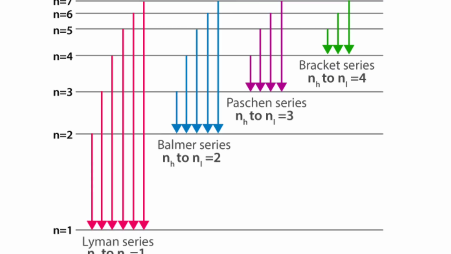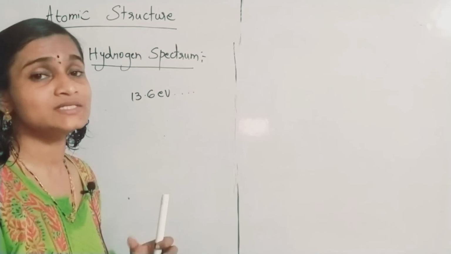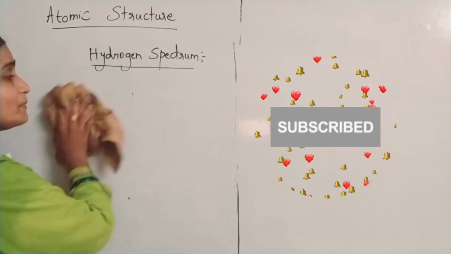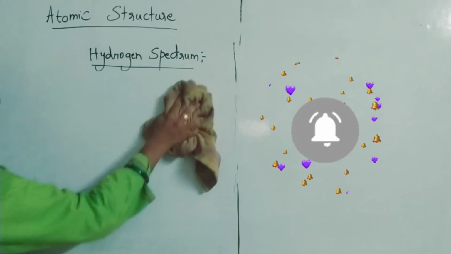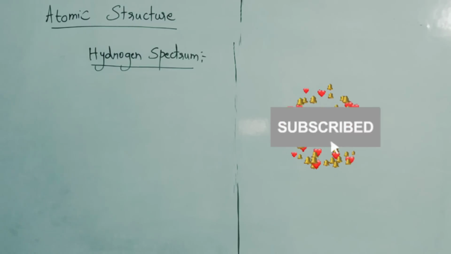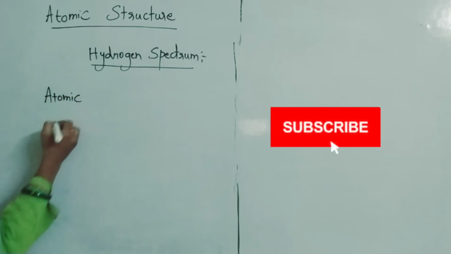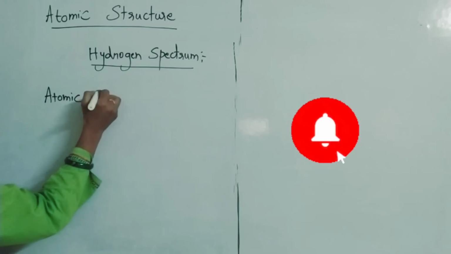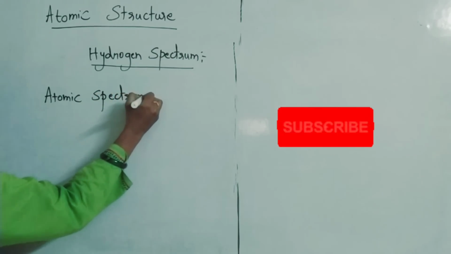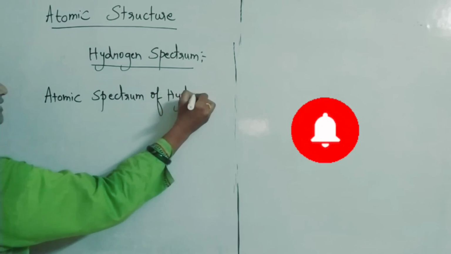If 13.6 electron volts of energy is given to a hydrogen atom or a sample of hydrogen gas that is heated, he explained how electrons get excited and what type of spectral lines are formed. He explained this line spectrum very well. Accordingly, in the atomic spectrum of hydrogen, you will have a series of spectral lines.